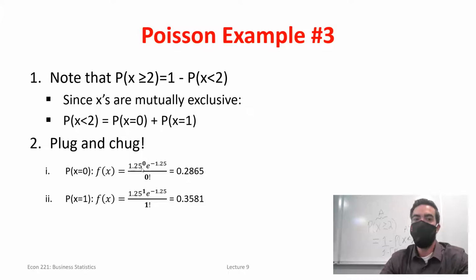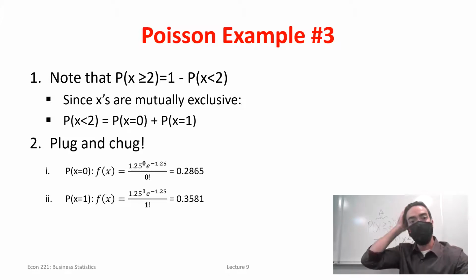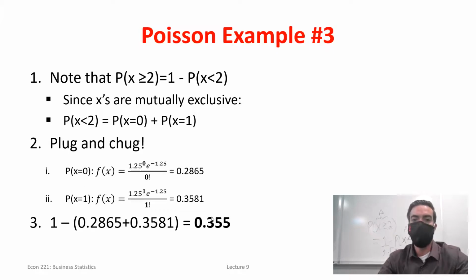Okay? Now, one thing to point out again, what should 0 factorial be here? 1. Anything to the 0 power, 1. So I don't really need to enter these in if I don't want to. It should just be e to the negative 1.25. Okay? So you can simplify some of the things there. Also, what's 1 factorial? 1. So I don't really have to enter that in my calculator and possibly make a mistake. So if we do that, we get about 0.355. Okay?